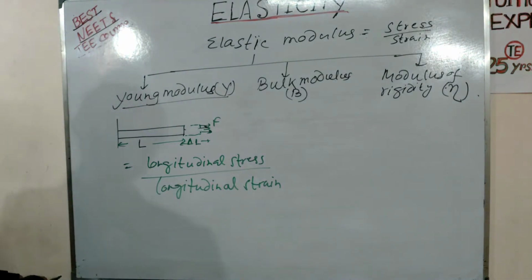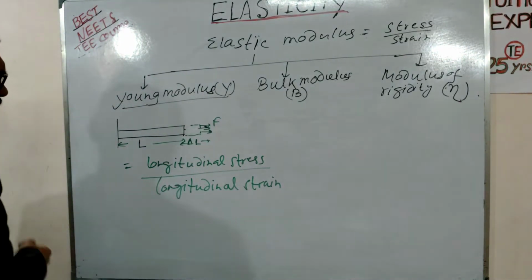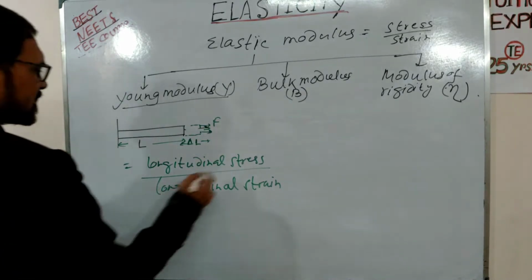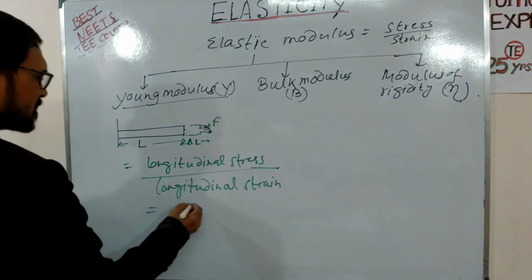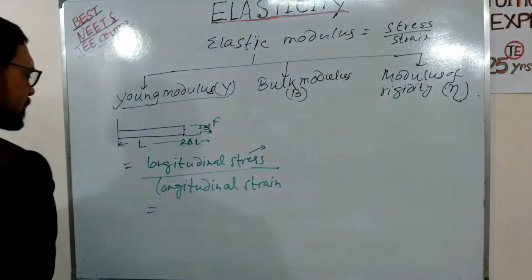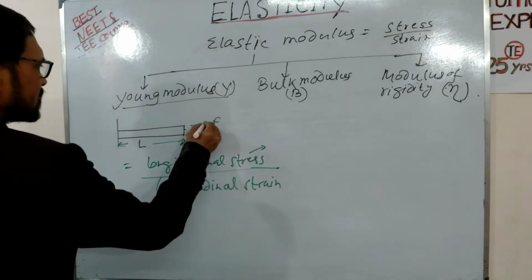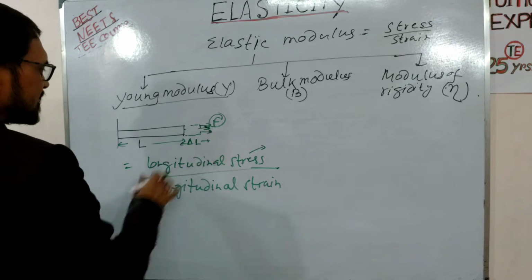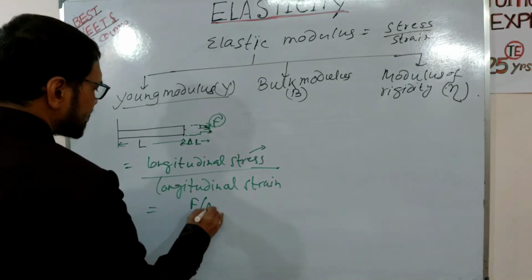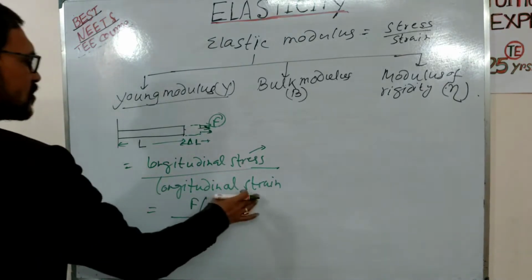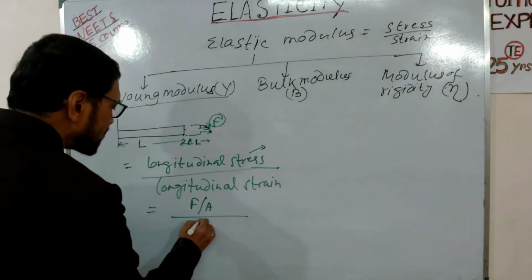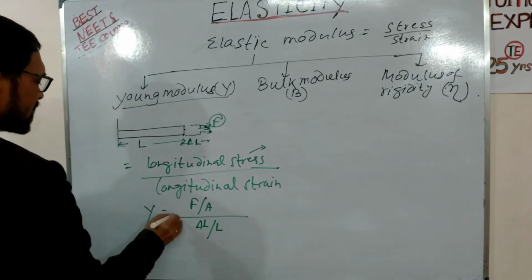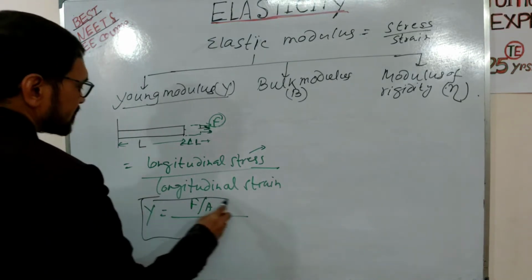Longitudinal stress is the normal stress, which increases the length. Due to this force, length is increased. So longitudinal stress will be force per unit area, F by A, and longitudinal strain is increase in length by original length, del L by L. So this is denoted by Y, Young modulus. Y equals this. The formula is this.